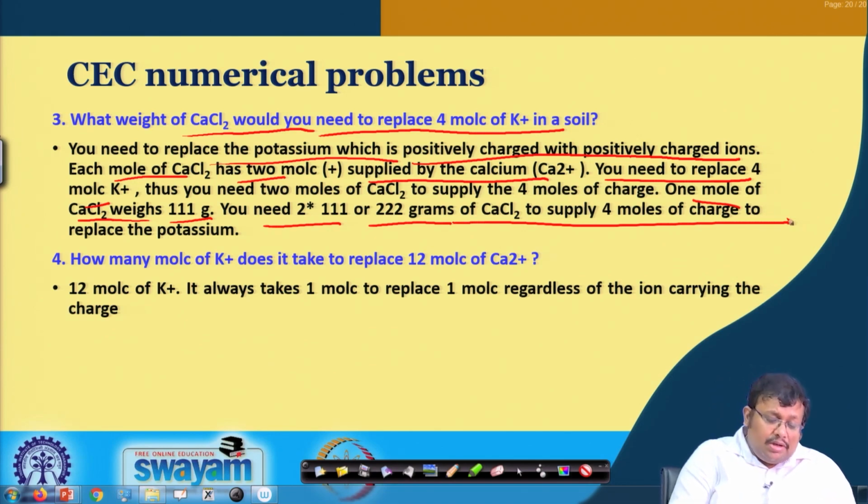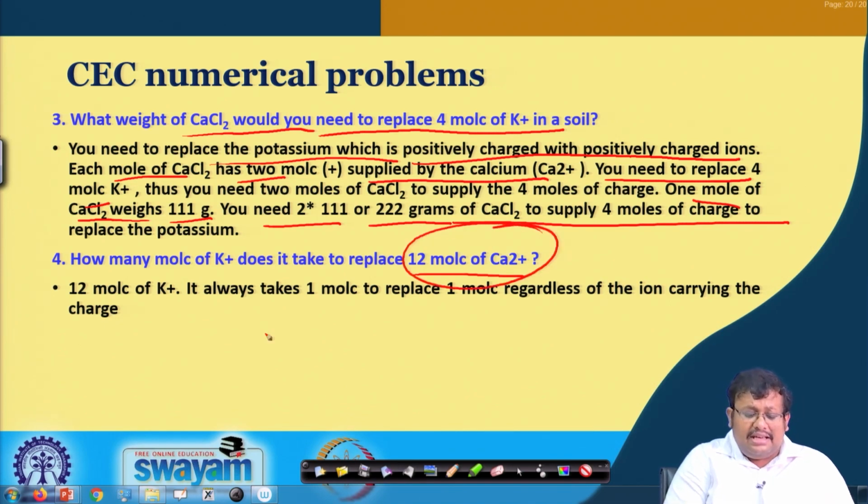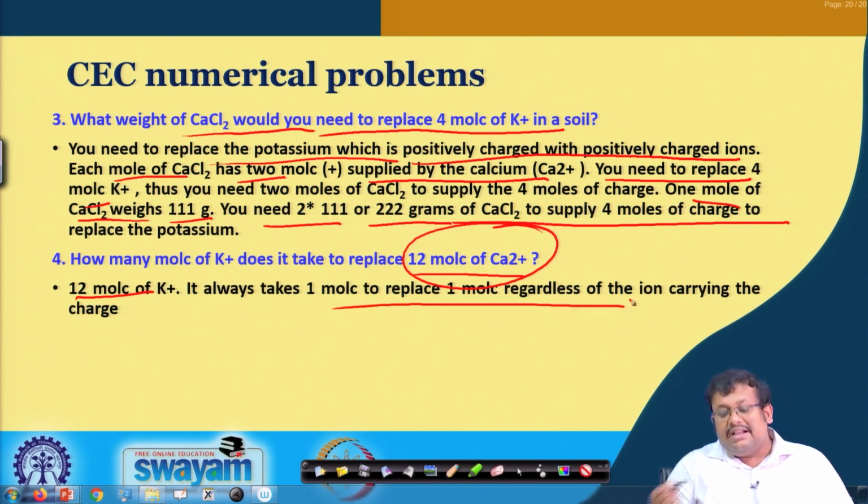Now, the fourth query is, how many moles of potassium does it take to replace 12 moles of calcium? It is also simple. We need to replace 12 molar charge of calcium. So, obviously, we need 12 molar charge of potassium, because it always takes 1 molar charge to replace 1 molar charge, regardless of the ion carrying the charge.